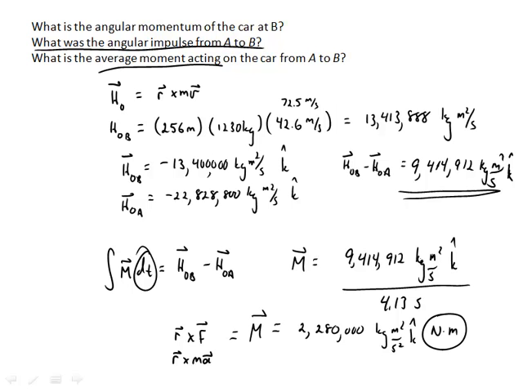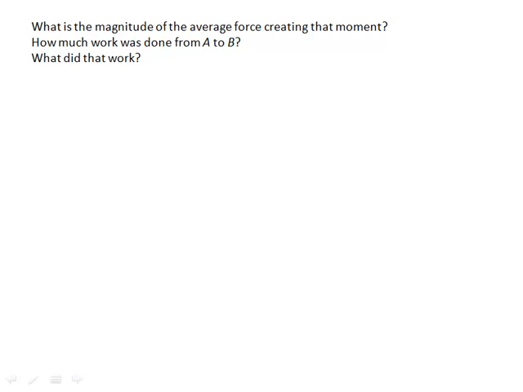And so this should be 256 meters times the mass, which is 1230 kilograms, times the acceleration, which is 7.25. And indeed, when I work that out, I'll just run through this one more time, 256 meters, 1230 kilograms, 7.25 meters per second squared, I do in fact get 2,282,880. So that's what it should be. The magnitude of the average force creating that moment is simply ma, so that's 1230 kilograms times 7.25 meters per second squared. I'm only interested in magnitudes here.